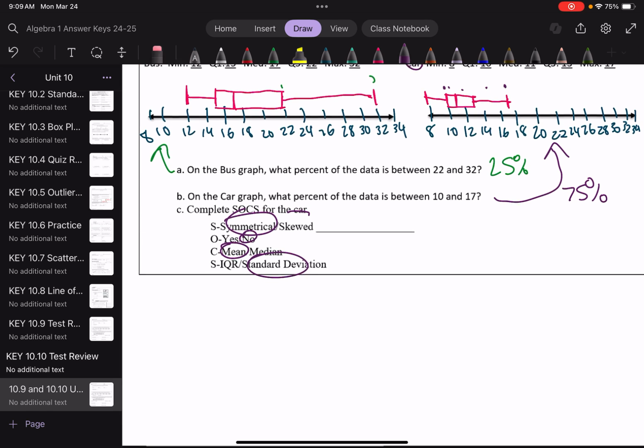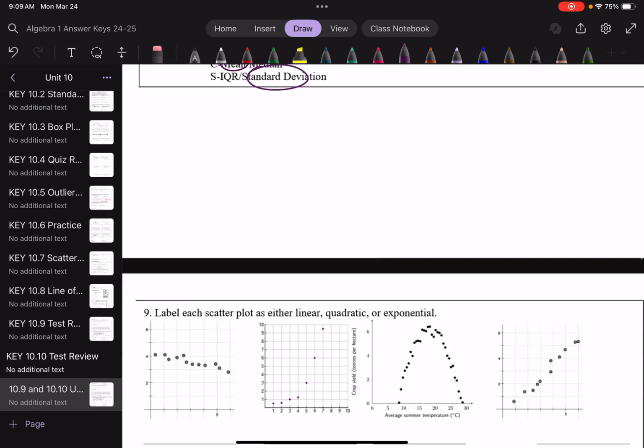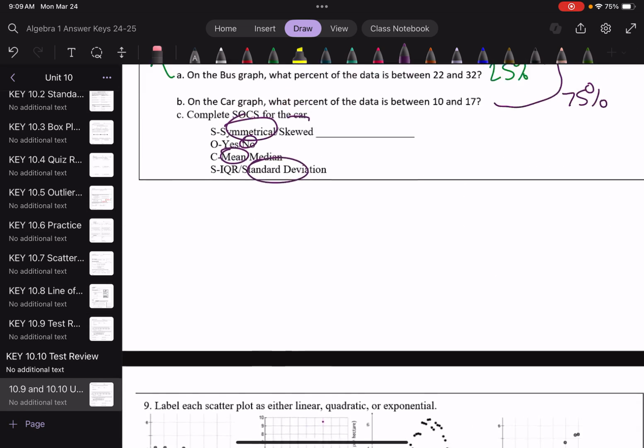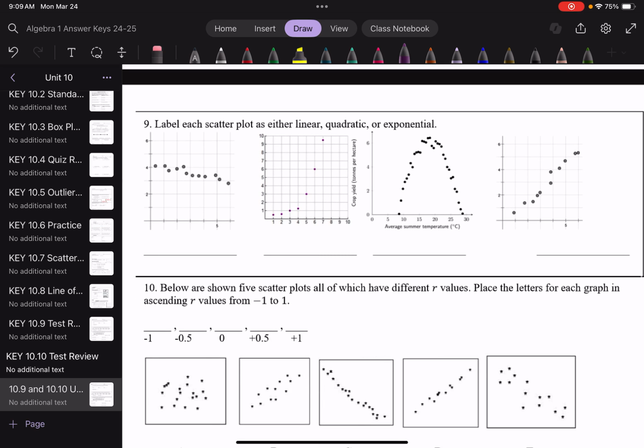And guys, that gets us to the end of the second page of the review. And we've only got, I think, two more pages. So let's go ahead and knock them out. It says label each scatter plot as either linear, quadratic, or exponential. This first one I would say is pretty linear. Looks like they're all somewhat going in a line. Second one I would say is exponential due to the curve. The third one has a parabola, so this is a quadratic. And the last one does have a line as well, so it is a linear set of data.